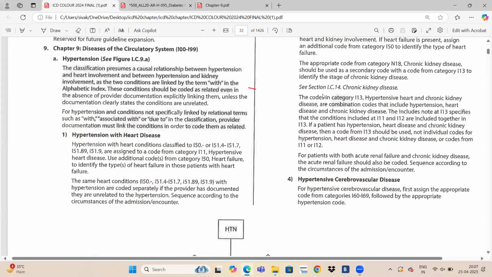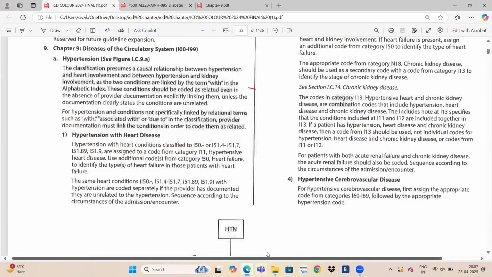Here the first condition should be hypertension. What is the meaning of hypertension? High blood pressure. Good. Increased blood pressure in the body. So while you are coding hypertension, we have some guidelines. How to code hypertension, we can discuss now.